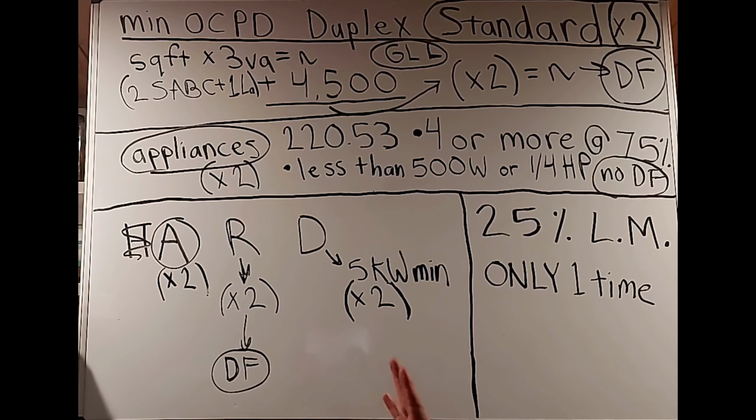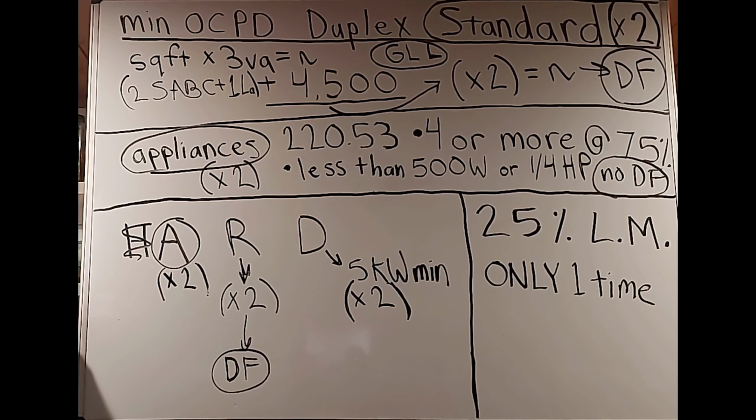The next section, we get into appliances. We go into Article 220.53, which tells us 4 or more appliances are rated at 75% if they're 500 watts or a quarter horsepower or greater. This means if these appliances are less than 500 watts or a quarter horsepower, we have no demand factor, and we're actually going to add those at 100%. But what we cannot forget is everything is going to be multiplied by 2. So again, I like to do everything in its own section and do the times 2 one time.